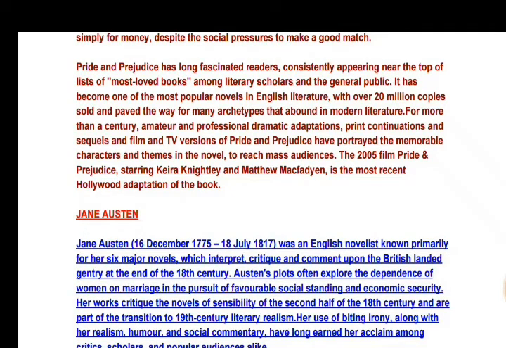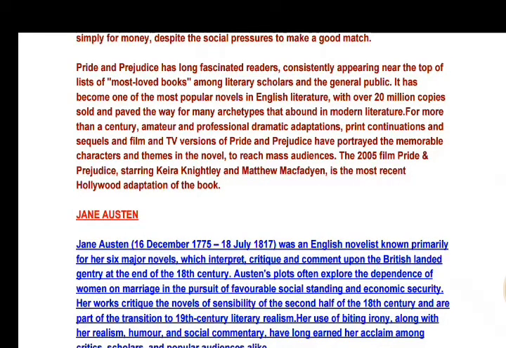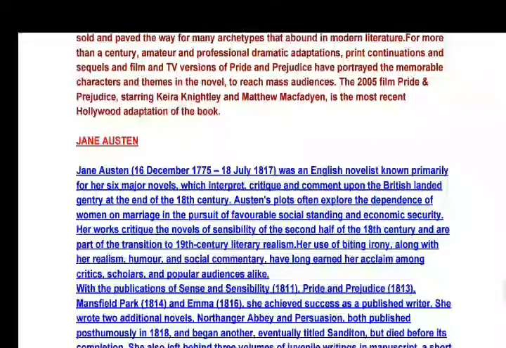For more than a century, amateur and professional dramatic adaptations, print continuations and sequels, and film and TV versions of Pride and Prejudice have portrayed the memorable characters and themes in the novel to reach mass audiences. The 2005 film Pride and Prejudice, starring Keira Knightley and Matthew Macfadyen, is the most recent Hollywood adaptation of the book. Now let's talk about Jane Austen.